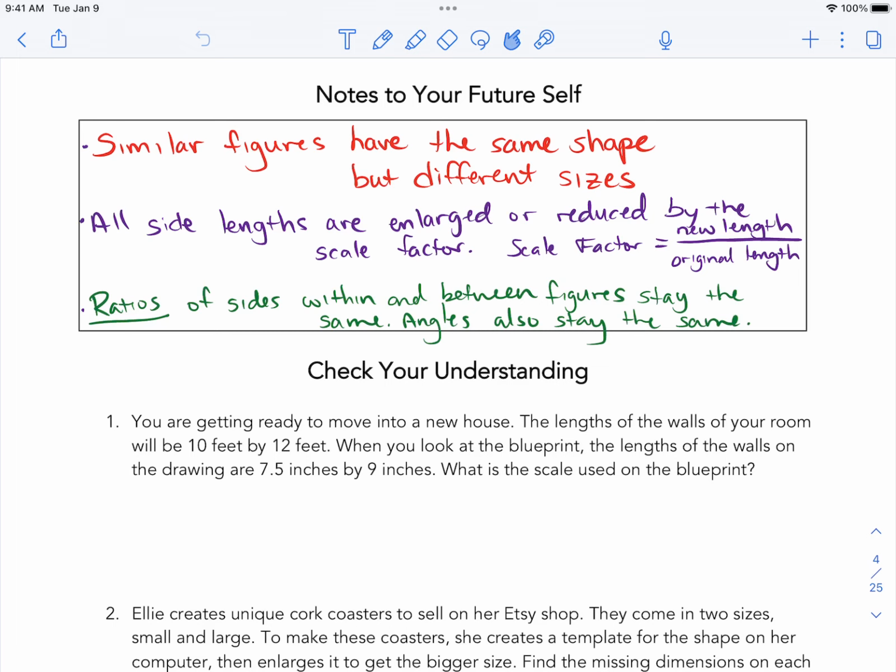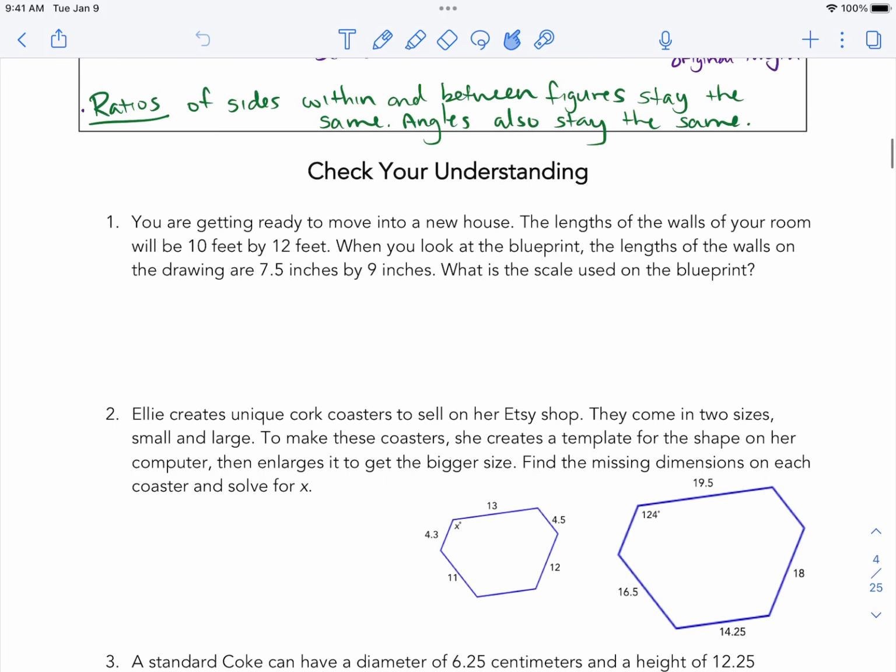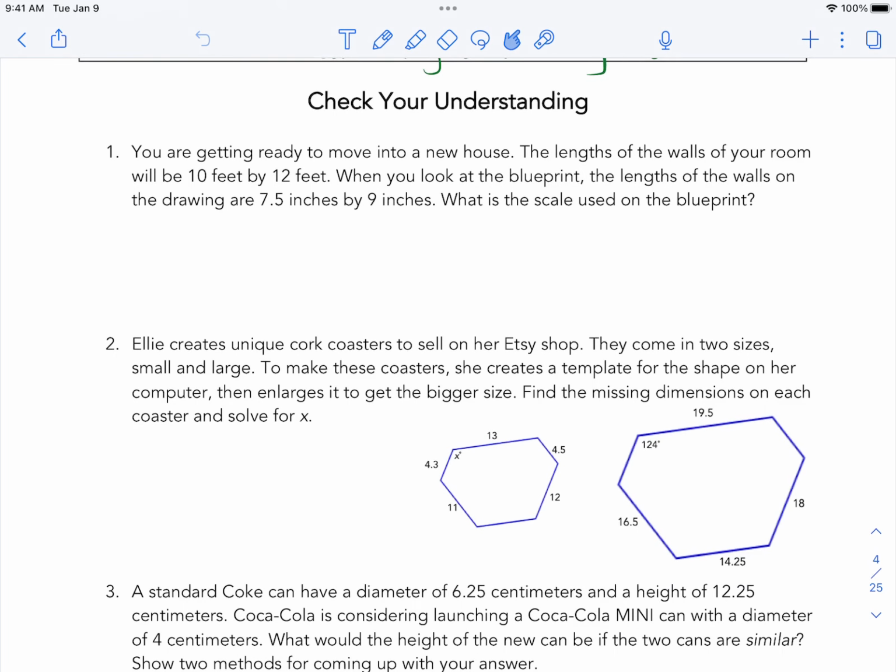So let's look at a few check your understanding problems to see if we can make sense of this work. So in number 1, you're getting ready to move into a new house. The length of the walls of your room will be 10 feet by 12 feet. And when you look at the blueprint, the lengths of the walls in the drawing are 7.5 inches by 9 inches. What's the scale used on the blueprint? And so we have the actual lengths, 10 by 12, and we have the lengths on the picture, the blueprint, 7.5 by 9. And so what's the scale there?